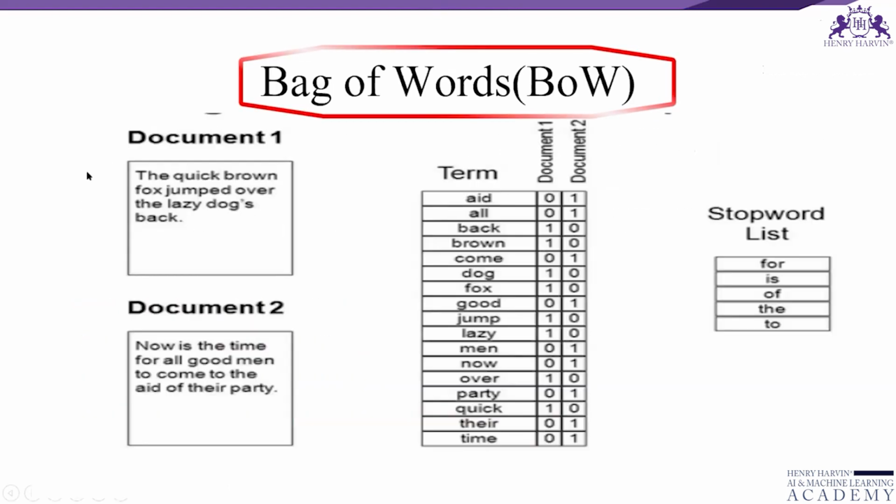So you can look into this: the quick brown fox jumped over the lazy dog's back. Now is the time for all good men to come to the aid of their party. So if you look into the word "aid", in document 1 it is not there, but in document 2 it is there once. And "all", in the sense, if you look into this, here there is 1 and 0 for "back", right?